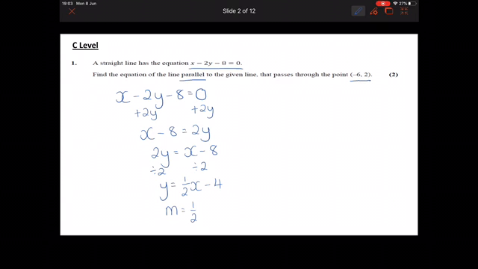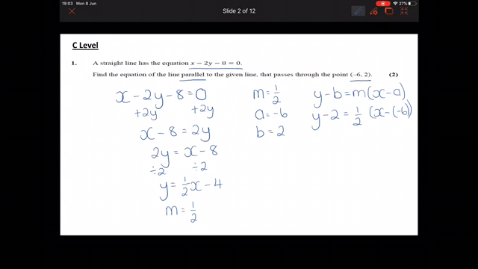The line that we're looking for is parallel to that line, so it's also going to have a gradient of a half. And using the coordinates -6, 2, I know that my a value is -6 and my b value is 2. I can then use that in the formula for finding an equation, which is y minus b equals m(x minus a). Y minus 2 equals, my gradient's a half, x minus minus 6.